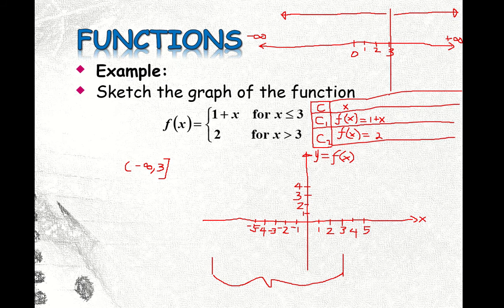Now for example, when x is equal to, say, 3, then this belongs to condition 1. Condition 1, x can be less than or equal to 3. So when x equals 3, that belongs to this condition. Our f of x is 1 plus x. So we have 1 plus x, our x is 3. That would be 1 plus 3, which is equal to 4.